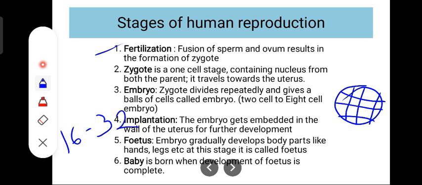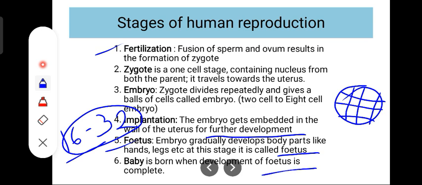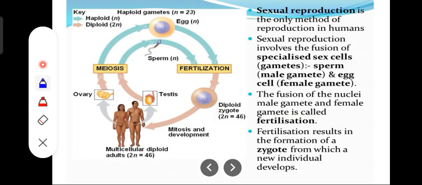ब्लास्टूला और ब्लास्टोसिस्ट. सो 16 to 32 सेल्ड स्टेज में ये इम्प्लांटेशन होता है. ठीक है, इट गेट्स एम्बेडेड इन द वॉल ऑफ यूटेरस. यूटेरस की वॉल में एम्बेडेड हो जाता है और धीरे धीरे ये डेवलप होता है किसमें, फीटस में. सो द एम्ब्रियो ग्रेजुअली डेवलप्स बॉडी पार्ट्स लाइक हैंड, लेग, ब्रेन, हार्ट, एवरीथिंग, and that embryo becomes the fetus. Now after the fetus is fully developed, the baby is formed and the baby is born when development of the fetus is complete. Okay, now let us see the whole process of reproduction in human being.